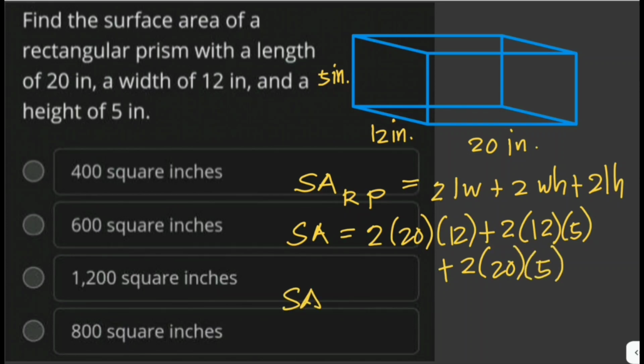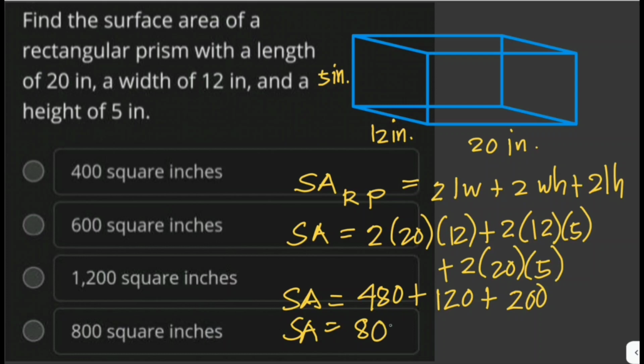And now let's simplify. So that would be equal to 480 plus 120 plus 200. Therefore, the surface area of this rectangular prism is just equal to 800 square inches, or inch squared. So this is our answer here.